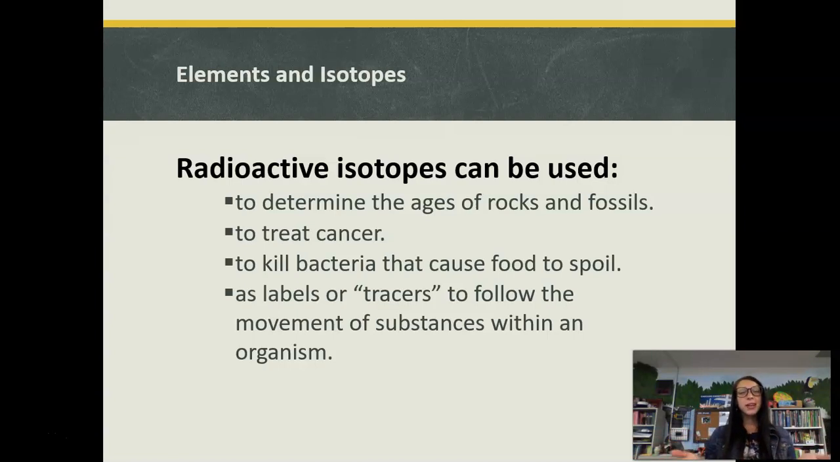In fact, you'll look at a number of experiments this year that use these radioactive isotopes as tracers. A lot of what we know about DNA and the discovery of various cancers and certain biochemical processes come from the ability to use radioactive isotopes in scientific discovery.